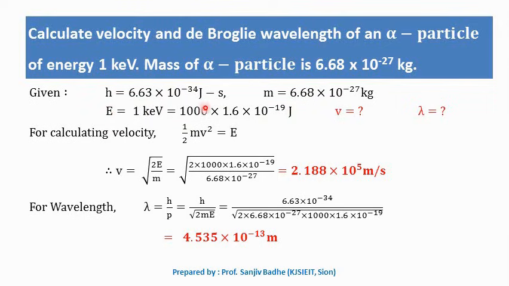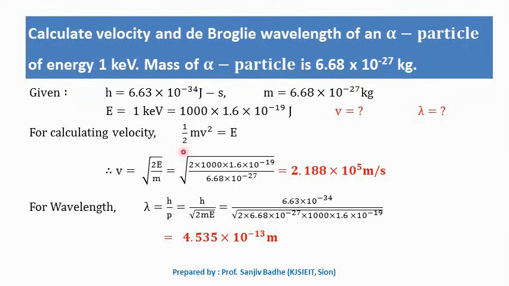Because Planck's constant has the unit joule second, we need to convert this energy into joules. So the energy of the alpha particle in joules will become 1000 into 1.6 into 10 raised to minus 19 joules, since it is 1000 electron volts. We are asked to find the velocity and wavelength. So let us first calculate the velocity of the alpha particle.